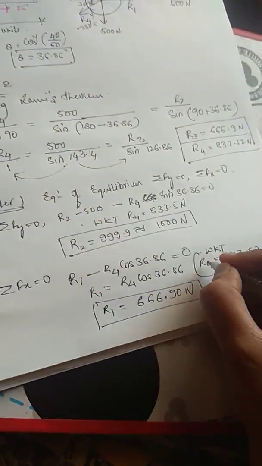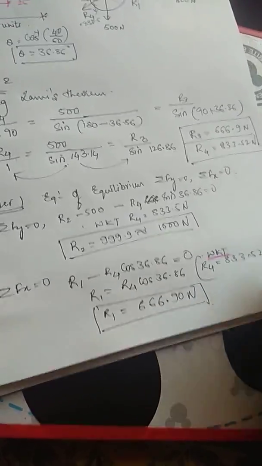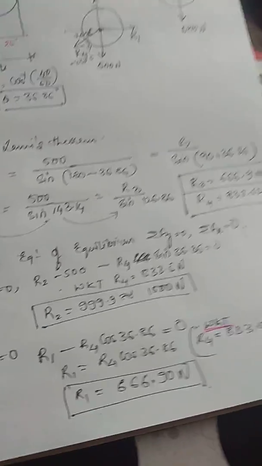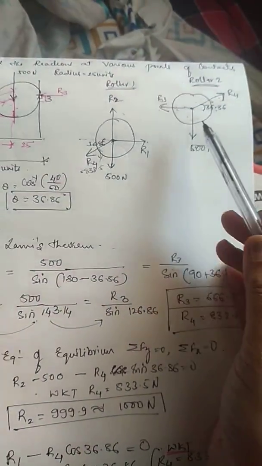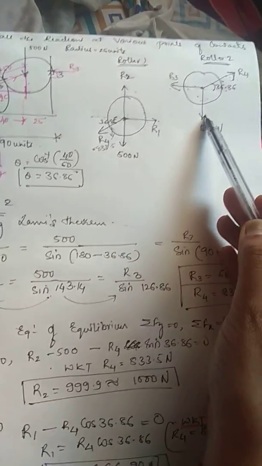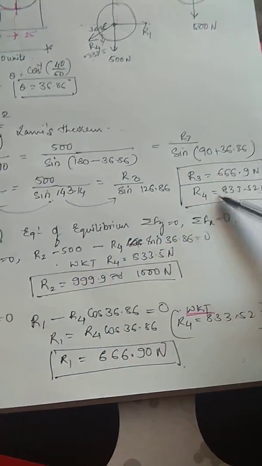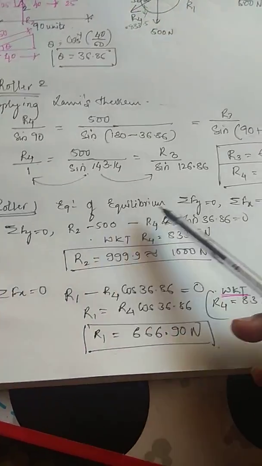Okay, so this is already known to us, so we are simply substituting. So look at this now. I first draw the free body diagram, find the angle, start with this roller because it has got only 3 reactions, apply Lami's theorem, get the answers, then go to roller 1, apply the conditions of equilibrium and get the answer.